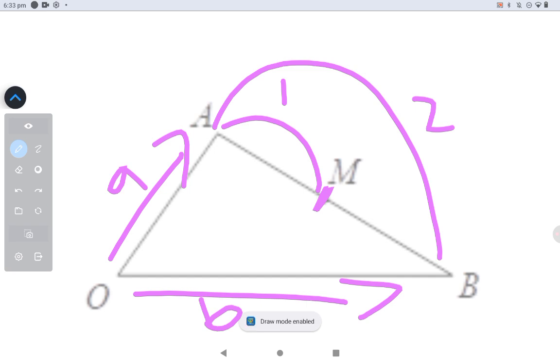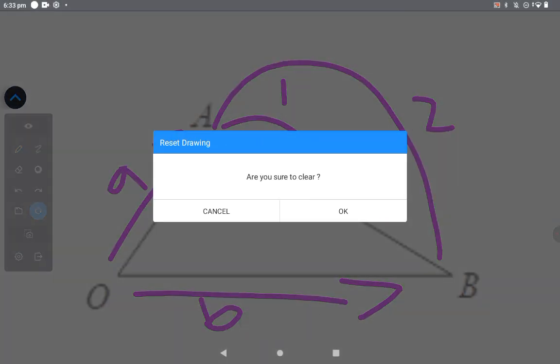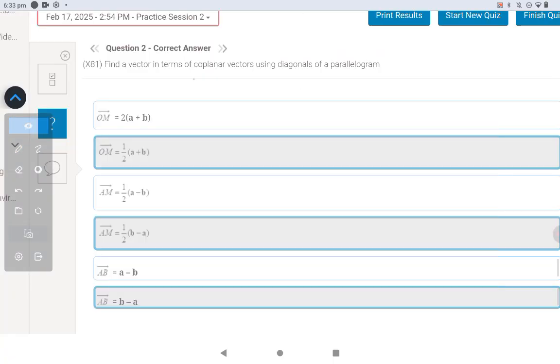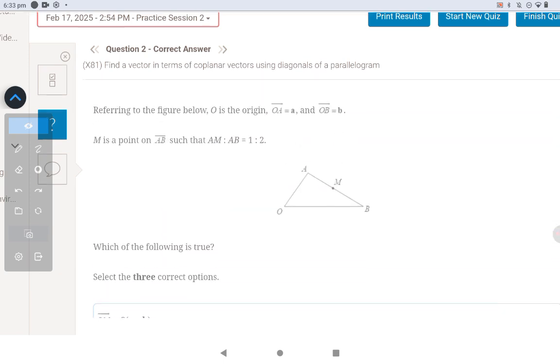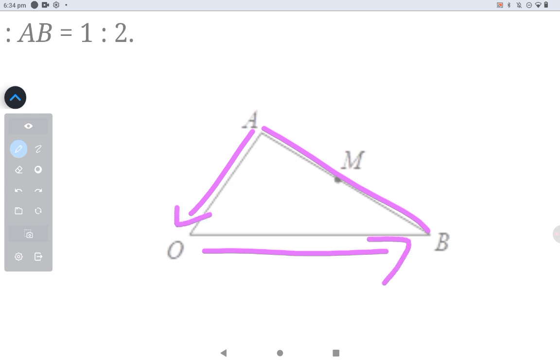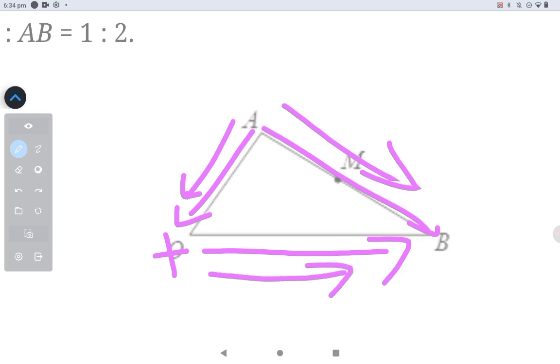Now, let's see what they want. They want OM, they want AM, and they want AB. Let's start with AB. We know AB is going to be this one plus this one. AB goes this way, so it can be this one plus this one.